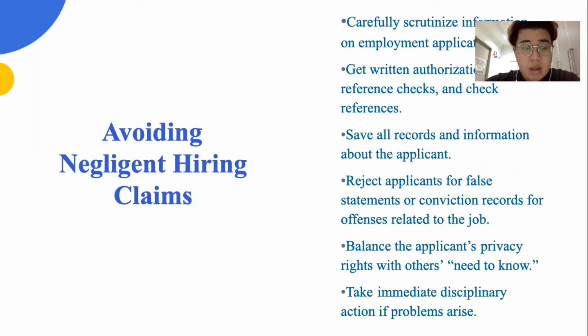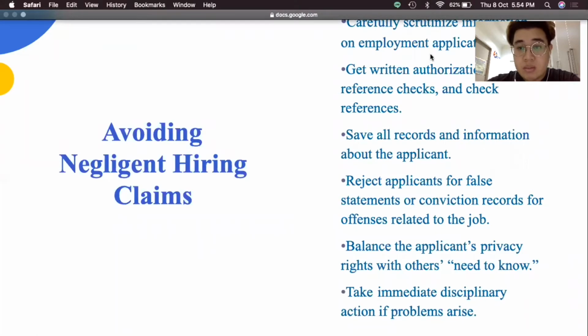Firstly, employers must carefully scrutinize information on employment applicants. Then, they need to get a written authorization for reference checks and then check the references. Then they can save all the records and information about the applicant, reject applicants for false statements or conviction records for offenses related to the job, then balance the applicant's privacy rights with others' need to know, then take immediate disciplinary action if problems arise.